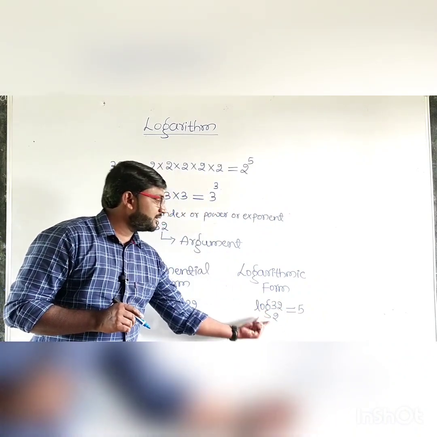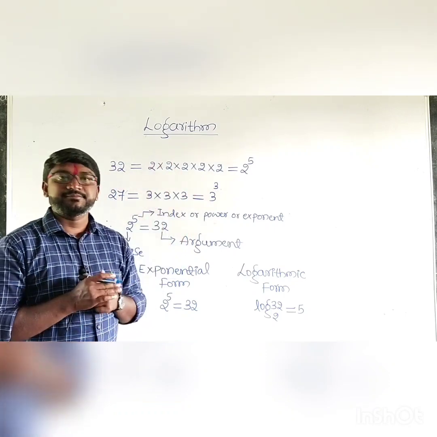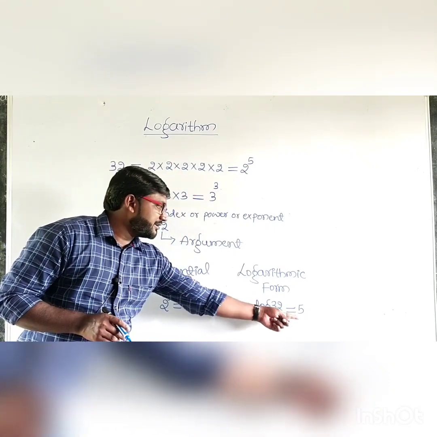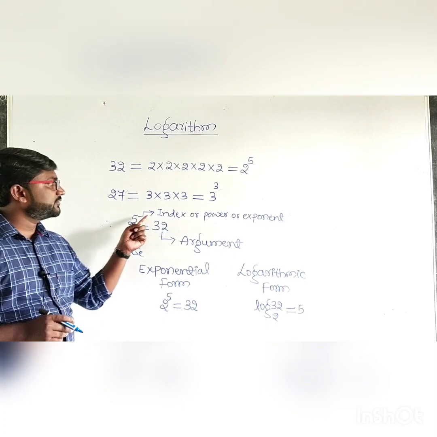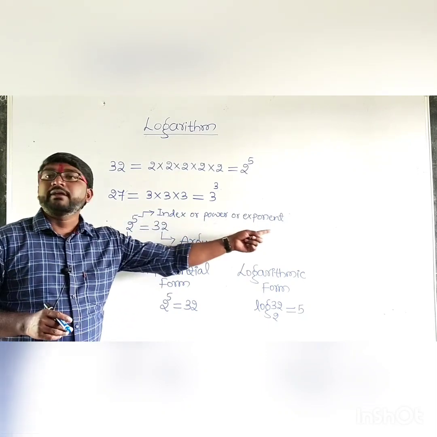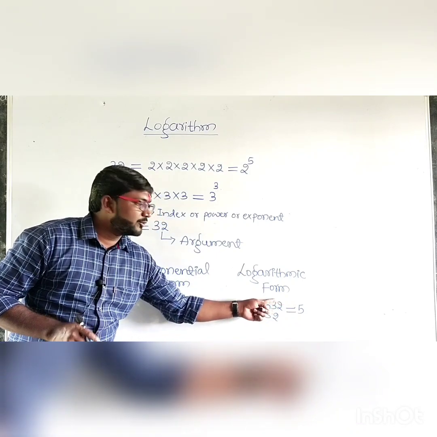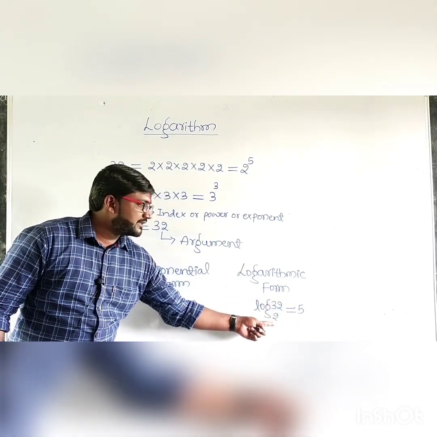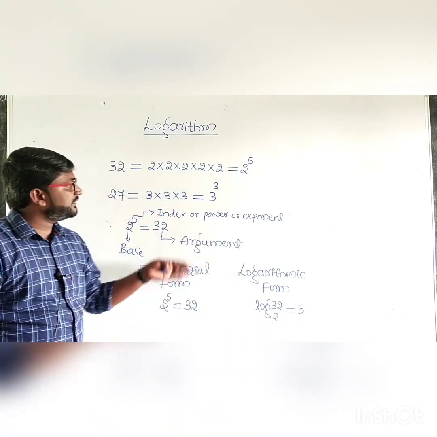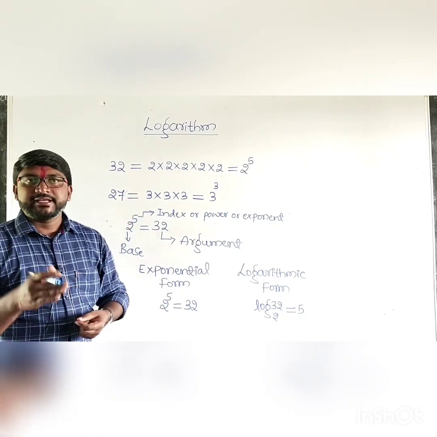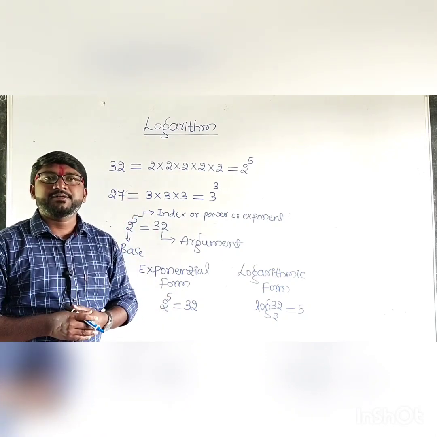Here log is the short form of logarithm. Now, what is 5 here? I told you earlier, it is the index or power or exponent. Here 5 is the index or exponent, 32 is the argument and 2 is the base. So this is the introduction of logarithm. Next we are going to write the definition of the logarithm.